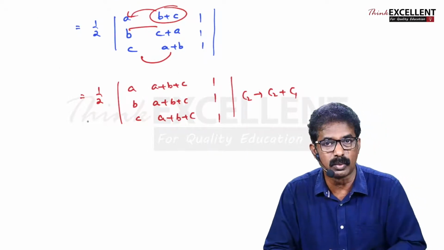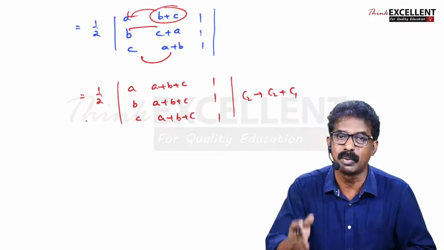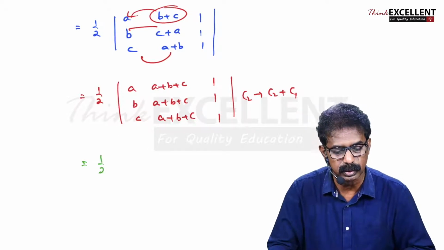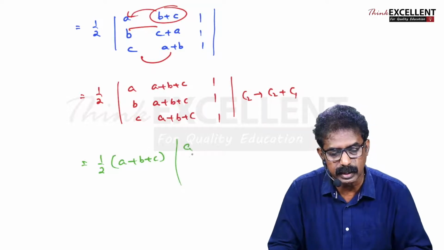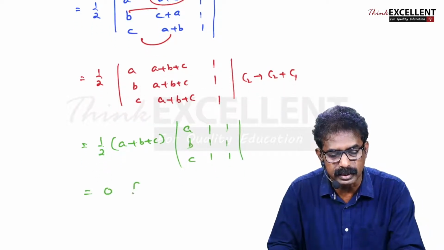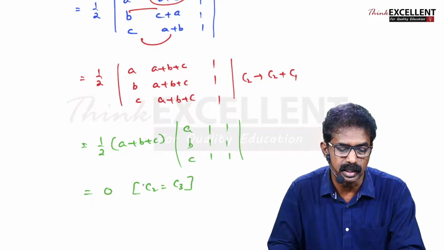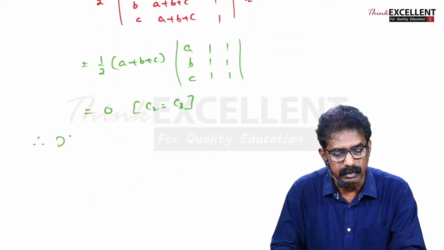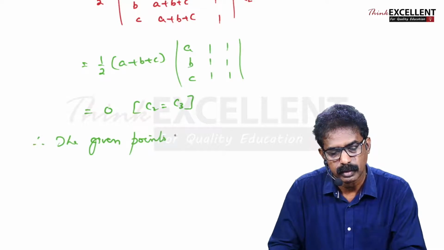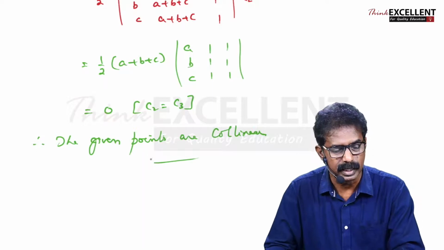So you will get 1, 1, 1. Second column 1, 1, 1. Third column 1, 1, 1. Two columns are identical, so the value becomes 0. So 1 by 2 into, you can take that A plus B plus C outside. You are getting A, B, C, 1, 1, 1, again 1, 1, 1. So equal to 0, write the reason: C2 is equal to C3. Therefore, the given points are collinear. Collinear means they lie on the same line.